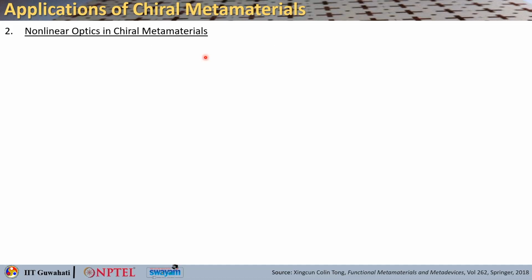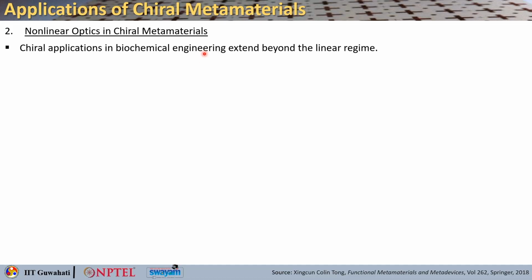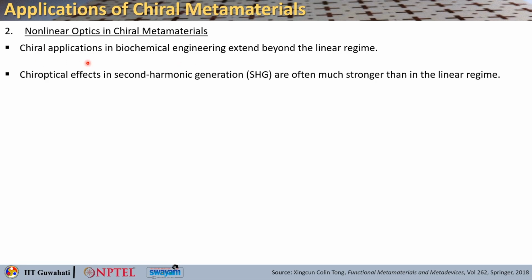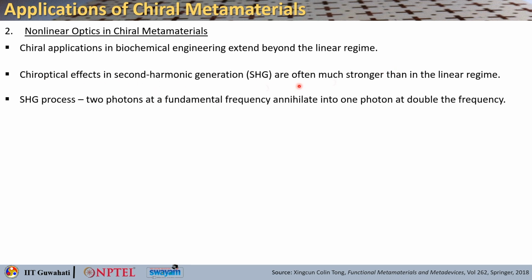Now, chiral metamaterials are also very useful in nonlinear optics. The chiroptical properties can give rise to second harmonic generation, and typically these are often much stronger than in the linear regime. Now, why are we interested? Because in the case of biochemical engineering, the chiral applications can extend beyond the linear regime. So, you can actually have nonlinear effects like second harmonic generation happening.